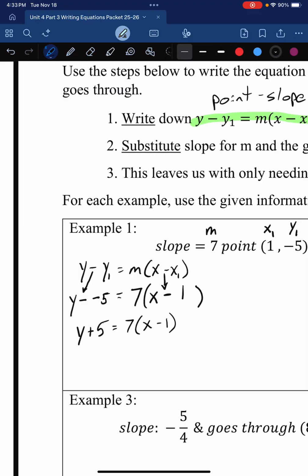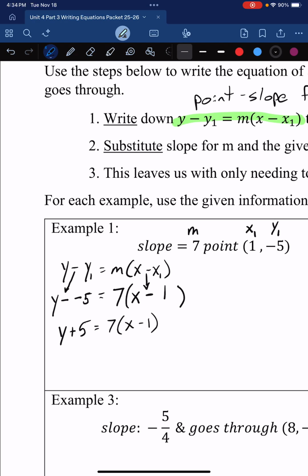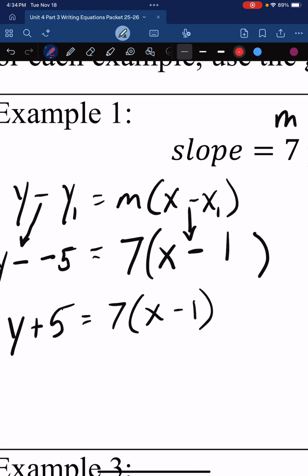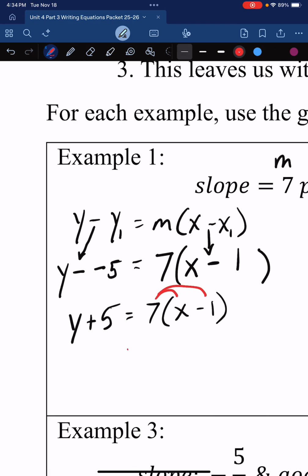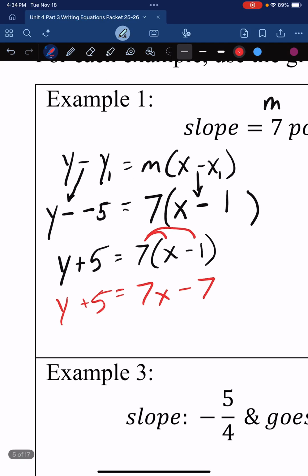Now, that right there, y plus 5 equals 7 times the x minus 1, is the equation of a line. It's just in point-slope form. And the instructions want us to have this answer in slope-intercept form. And so I'm going to need to take this further by distributing the 7 here to get rid of the parentheses, so that's going to give me a 7x minus 7. The y plus 5 is going to stay the same on the left. And the last thing that I need to do is subtract this 5 over.